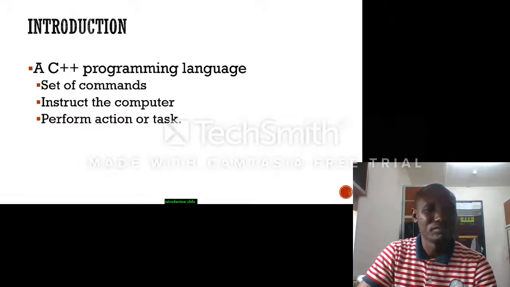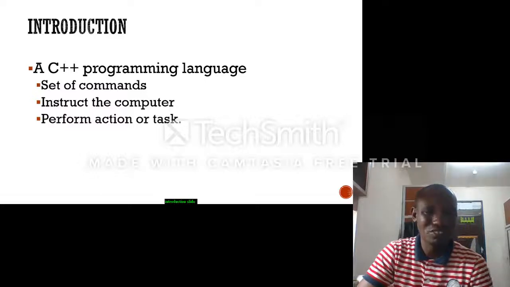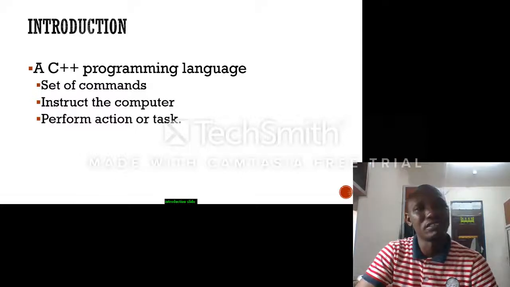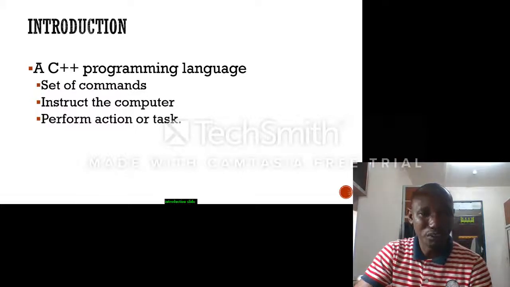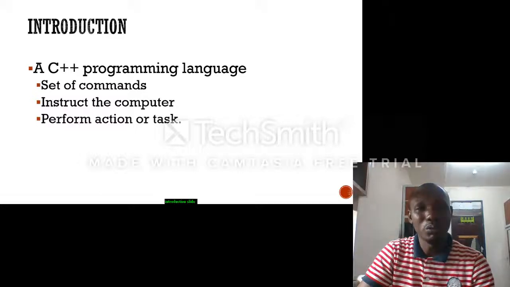Now, the introduction. What is C++ programming language? Basically, it's a set of commands that instruct the computer to perform an action or a task. Computer as it is cannot do anything of its own unless you instruct it to do it. Just like we human beings, you ask somebody to do something for you, and he does it. So the computer also, you instruct it to do a task, then it will do that task. How do you instruct a computer to perform a task? It's through a language that the computer understands, especially a programming language, and C++ is one of them. So we'll be learning how we instruct the computer to perform some tasks using C++ programming language.